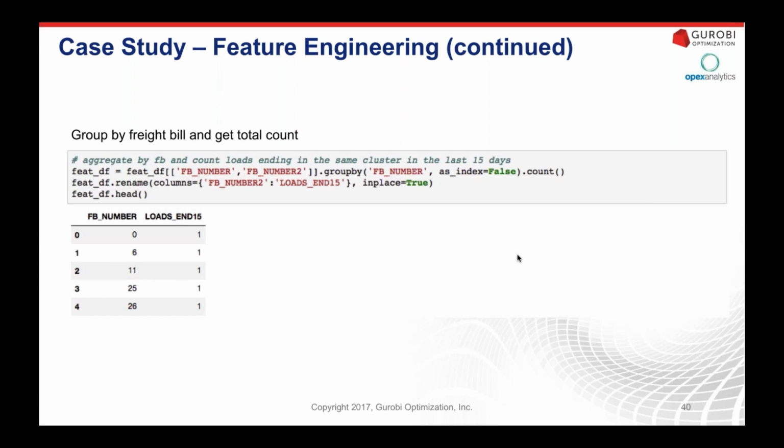Okay, so finally what we're going to do is use the pandas group by function, which allows us to perform different aggregation functions. In this case, we're going to do a count of all of the second freight bill numbers that ended up being within our relevant date range for the reference freight bill number. Then we're going to use a rename function to get that feature to have the name that we want it to be. In this case, loads end 15, meaning loads ending in this destination cluster within the last 15 days.